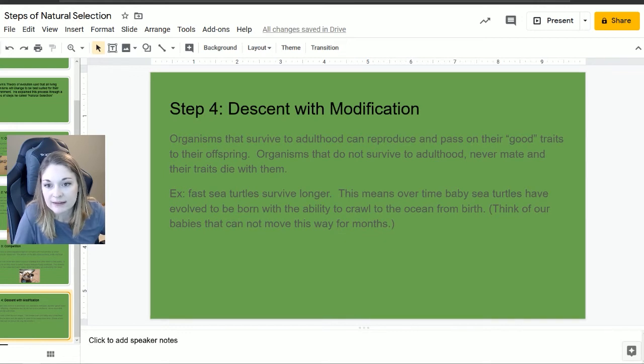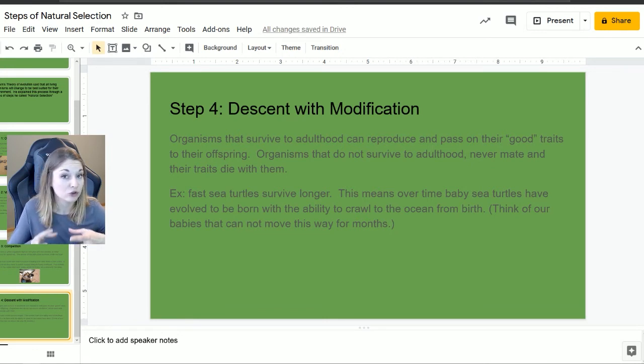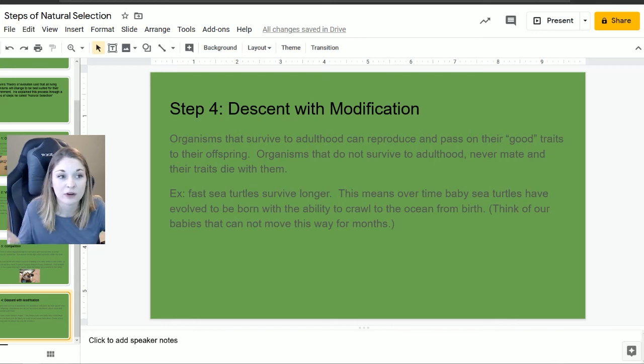And then your last step is the descent with modification. And this is just a fancy way of saying that the organisms with the best traits survive, and they survive up to sexual maturity. As soon as they are sexually active and they are having offspring, they're passing their good traits on to their offspring. The organisms that were slow, if we're talking about the baby turtles again, or organisms that weren't able to compete with their brothers and sisters or other parts of their environment, don't survive to sexual maturity and they don't get to have offspring.